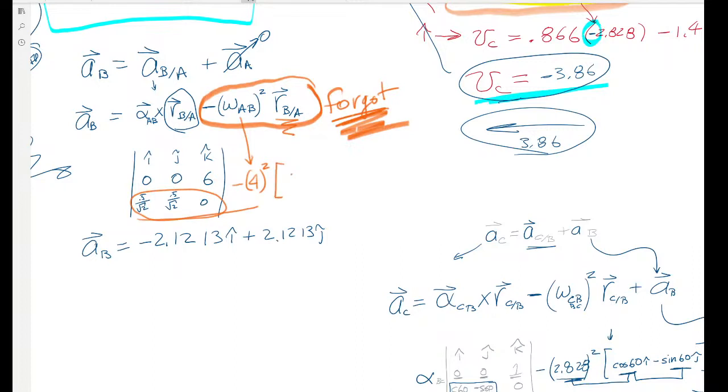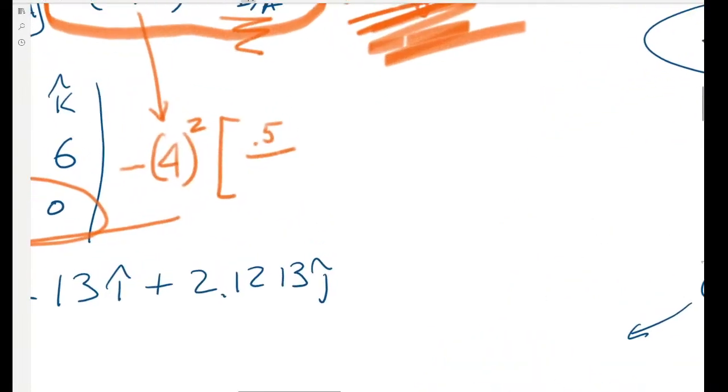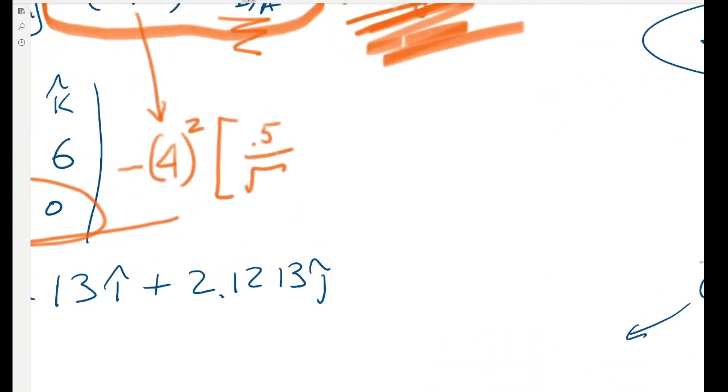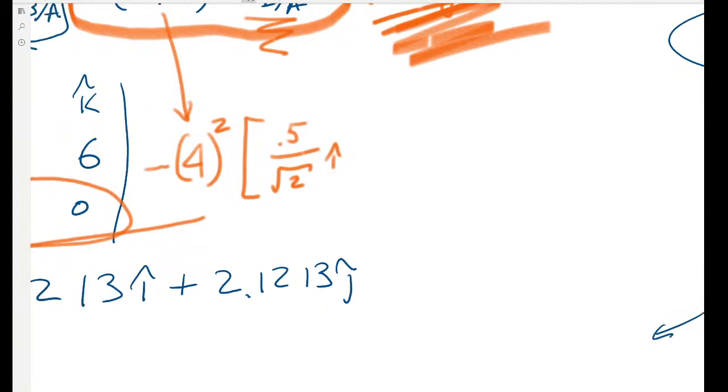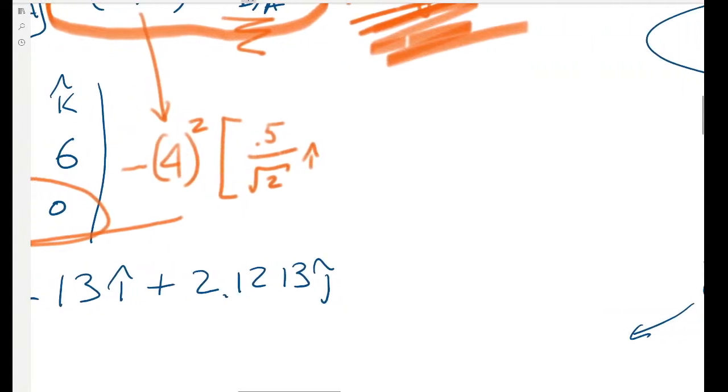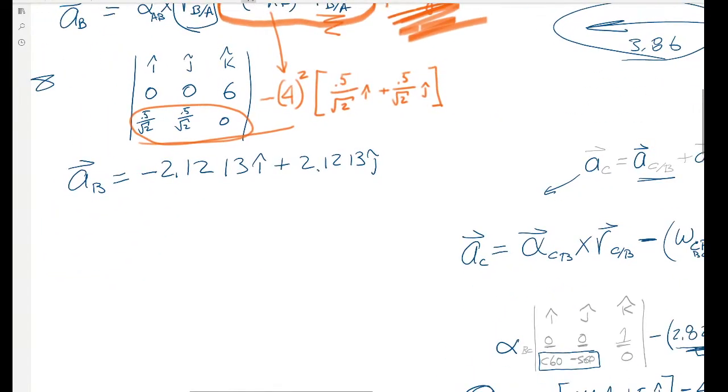So I have 0.5 over square root of 2i, and then I have... now, so what I need to do, I need to figure out those 2 terms and add to these 2.